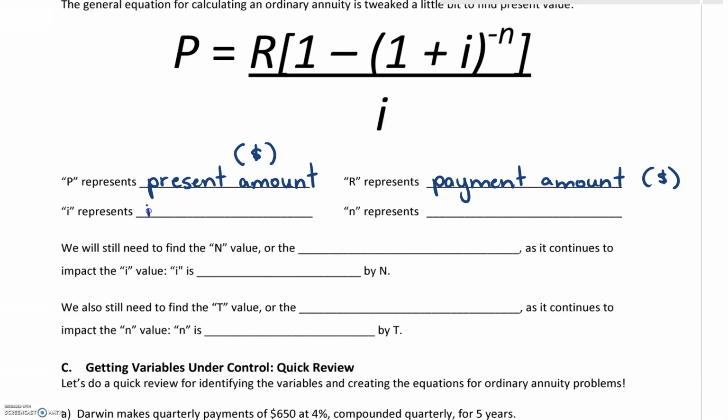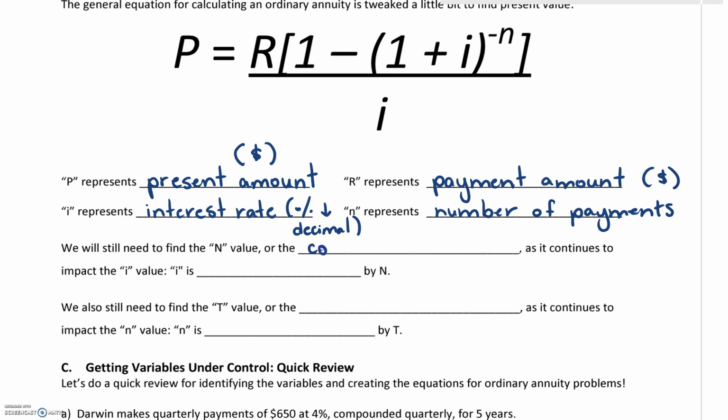The I is the interest rate. Remember that the interest rate is given in percentage. However, you're going to need to convert it to a decimal. And there's an extra little thing that we have to do with interest rate and the N value, but we'll discuss that in a second. And N represents the number of payments. So it's really important to know that N represents the number of payments and does not represent the number of years. So we still need to find the N value, or what we call the compounding period.